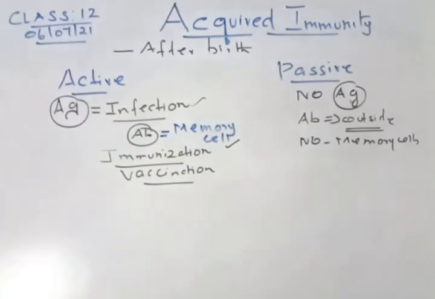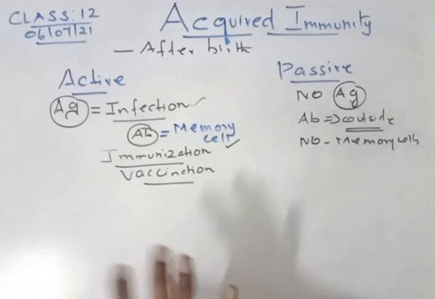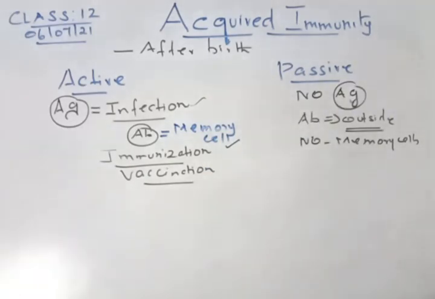For this you can refer to the book also, but these two points are very important regarding these types of acquired immunity. Is that clear? Now we will talk about the components of acquired immunity.